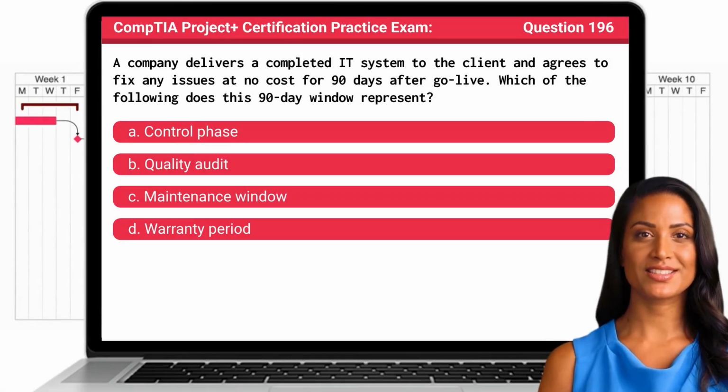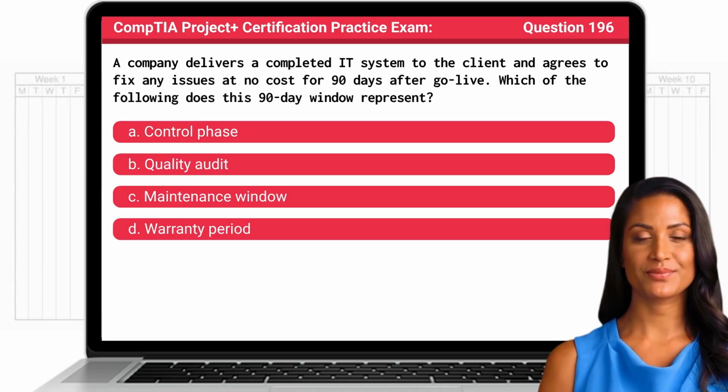Question 196. A company delivers a completed IT system to the client and agrees to fix any issues at no cost for 90 days after go-live. Which of the following does this 90-day window represent?